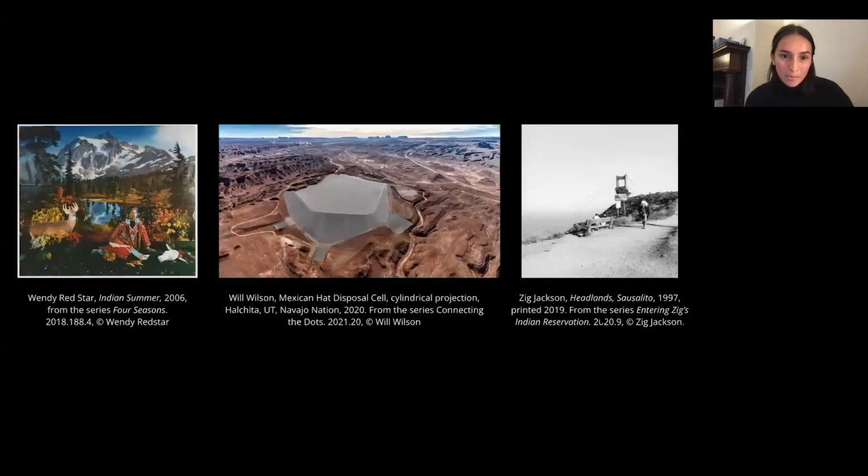So with that, that brings me to the end of my tour. Again, the artists that I spoke about were Wendy Red Star, Will Wilson, and Zig Jackson. If you want to see these images clearer or in higher quality than through a PowerPoint, I encourage you again to visit the Harvard Art Museums' website. Also, while you're at it, do visit the special collection that we've put together through the Ho Family Student Guides.